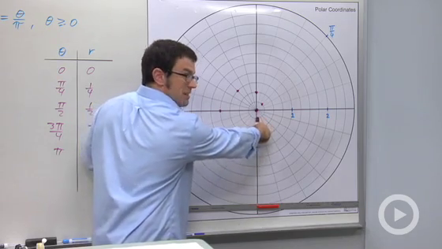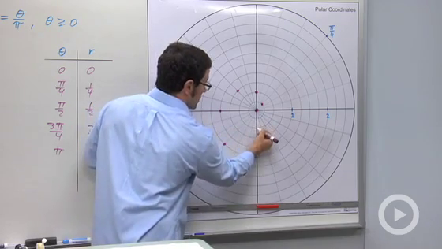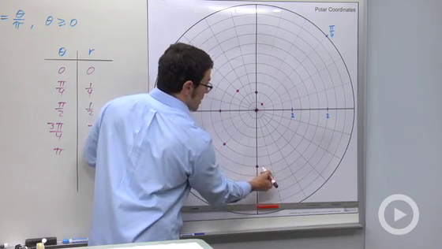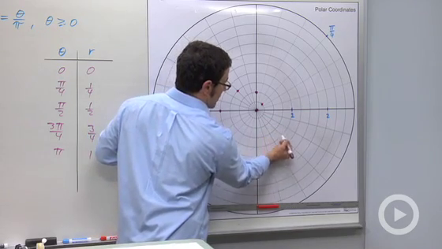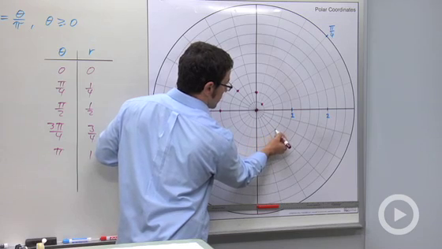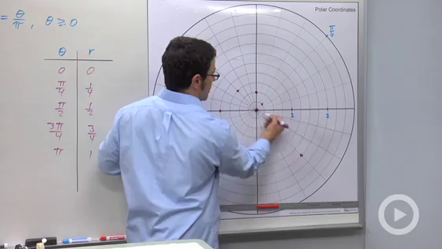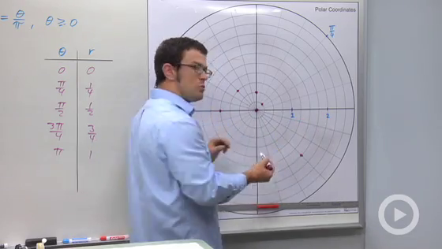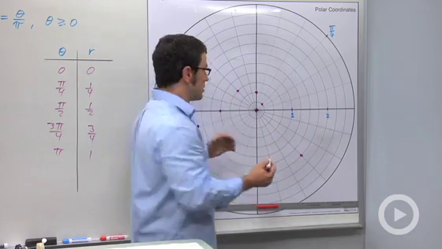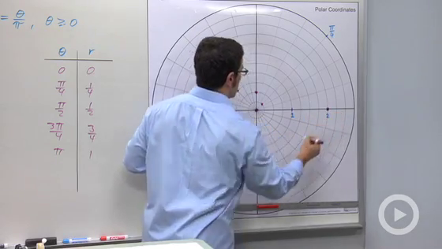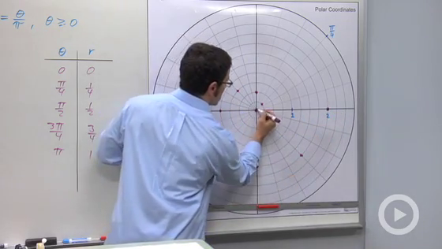3 pi over 2 is 6 pi over 4. So I'd go 1, 2, 3, 4, 5, 6. And then 7 pi over 4 would give me 7/4. 1, 2, 3, 4, 5, 6, 7. And finally, let's just finish at 2 pi. 2 pi is the same as 8 pi over 4. So I'd go out to 2, right? 8/4. All right, let's see if we can draw this.